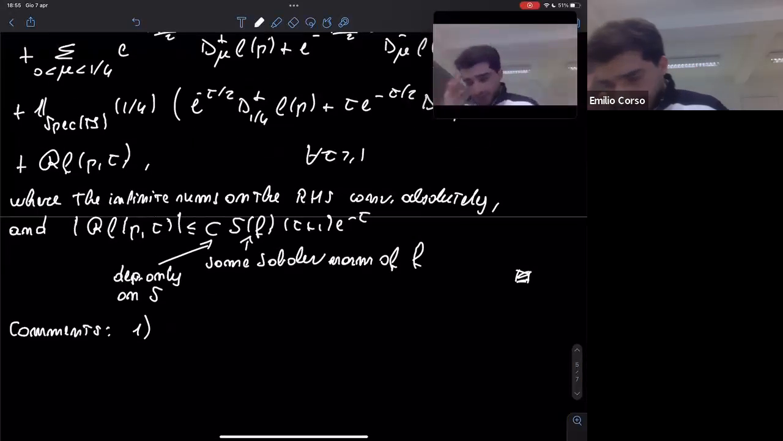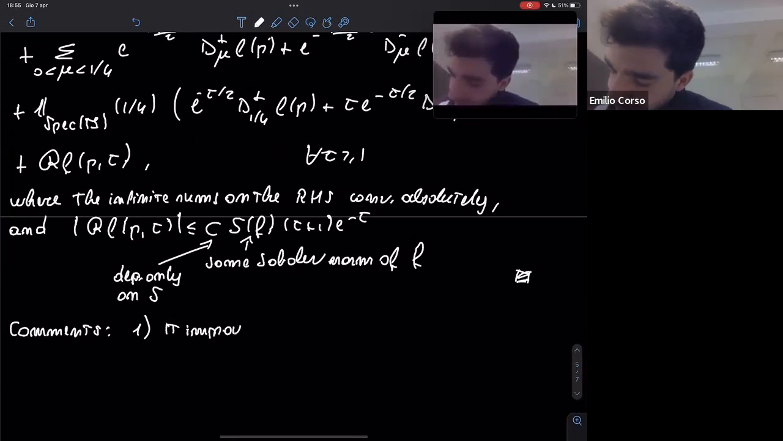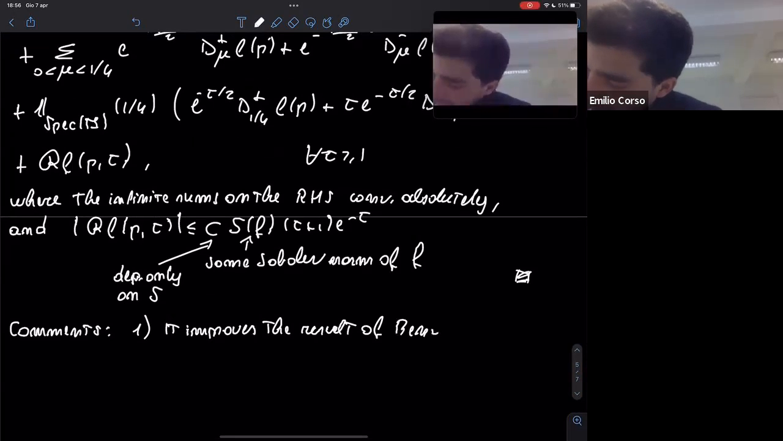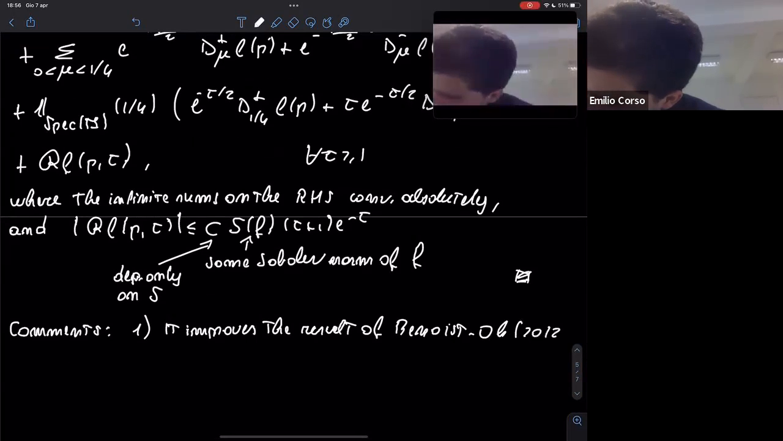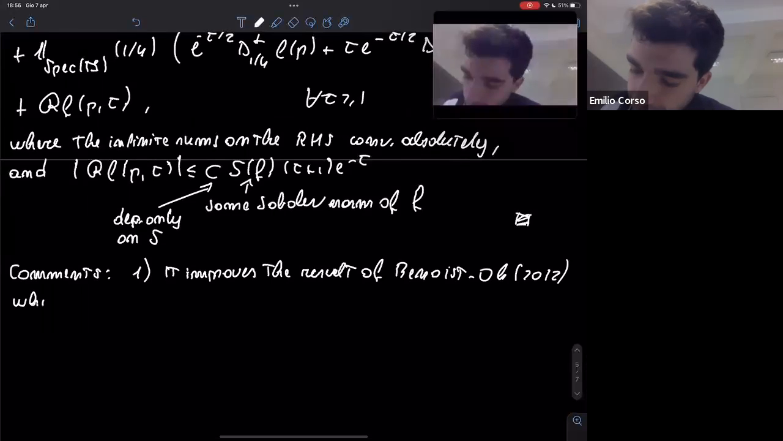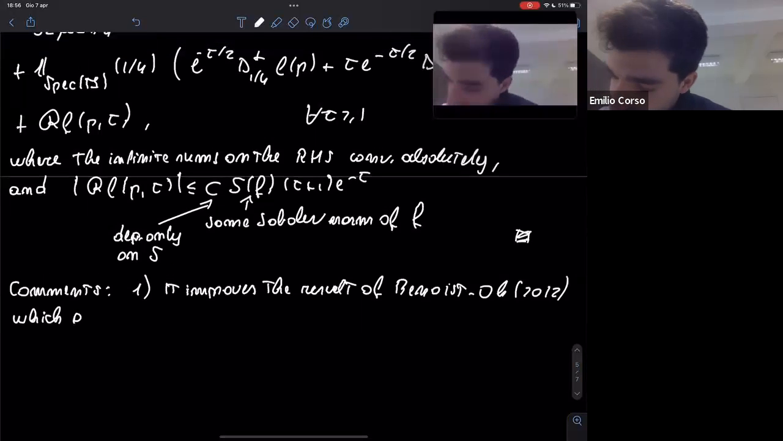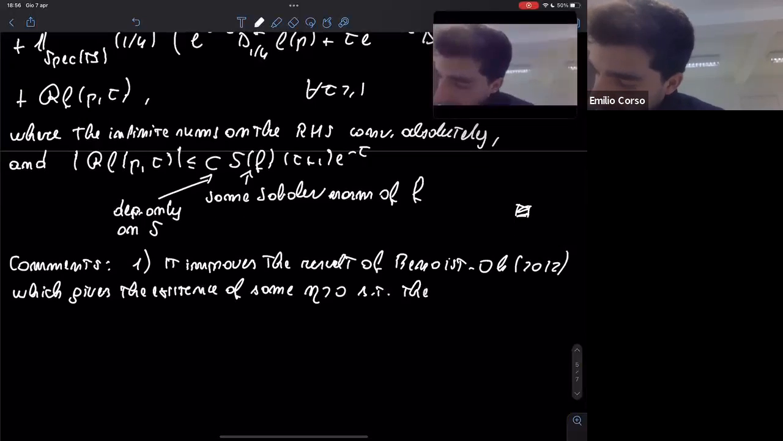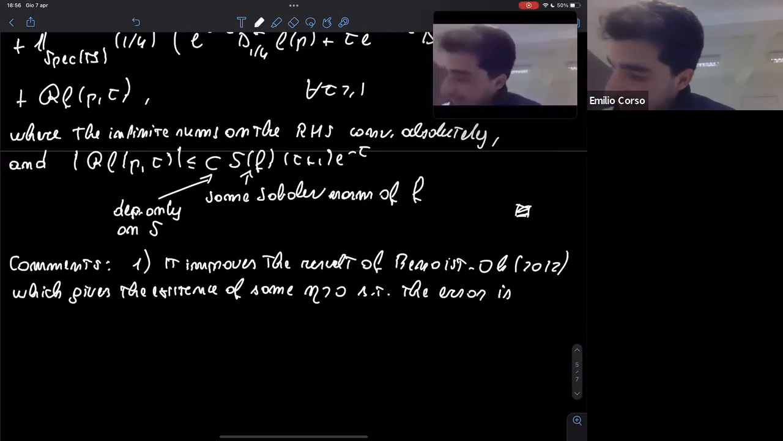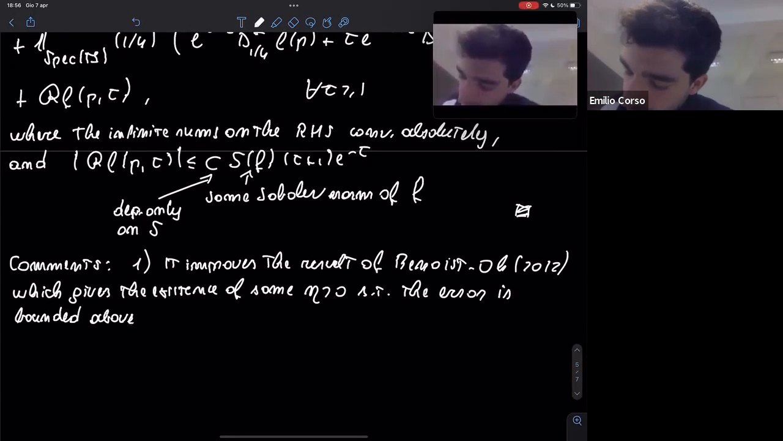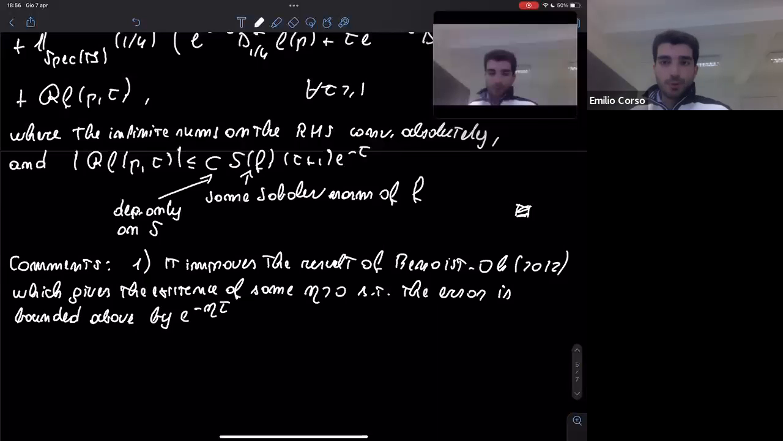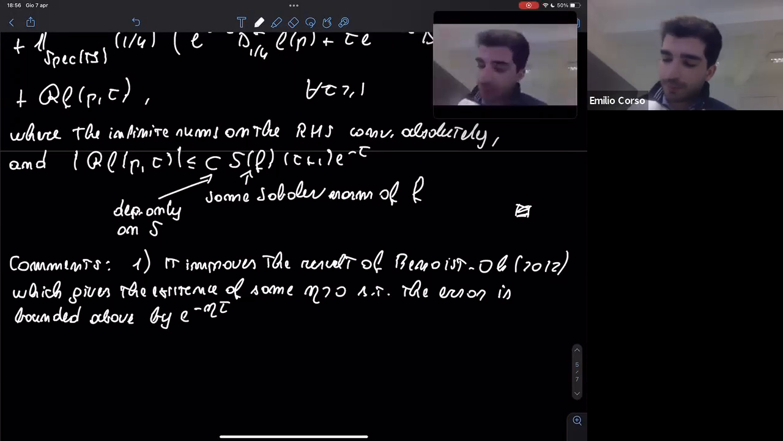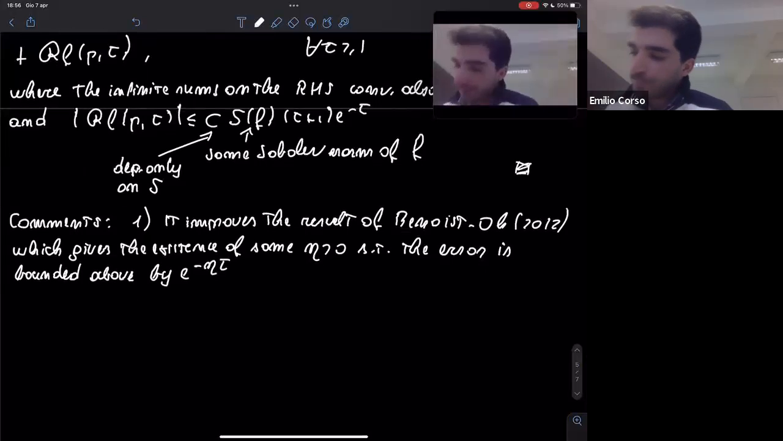Well, first of all, this improves considerably an earlier result which was shown by Yves Benoist and Oh. I guess it was published in 2012, which only gives, it's an effective statement which only gives the existence of some exponent eta positive, such that the error between the average over the circle and the global average is bounded above by e to the minus eta t. Well, I should also acknowledge that their result is much more general. It doesn't deal just with hyperbolic circles, but that's what they get. They get the existence of some exponent. They don't compute it, or they don't give any bound on it.